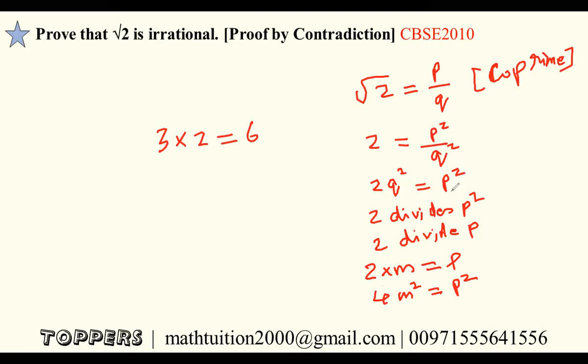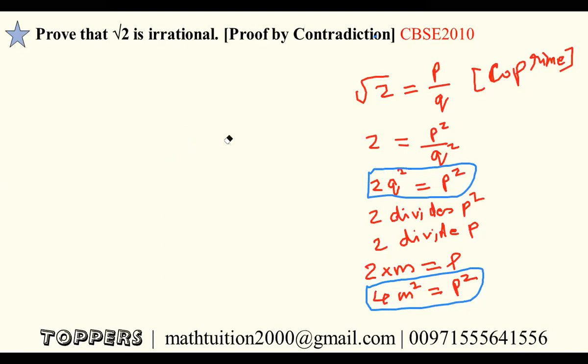Now we have a p square here also, the starting. See, here we have a p square. Now here also we have a p square. Now what we are going to do is, since the RHS are equal, we can equate the LHS. If you equate the LHS, we will get that 2q square equal to 4m square. Now we will divide both sides by 2. So we will get q square equal to 4 by 2 is 2m square.